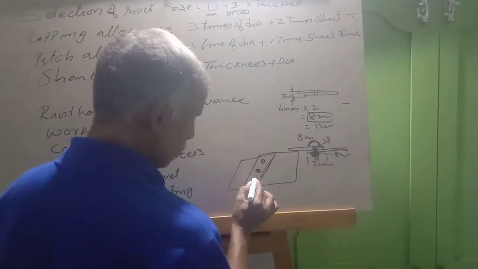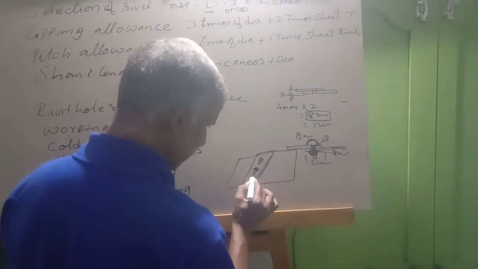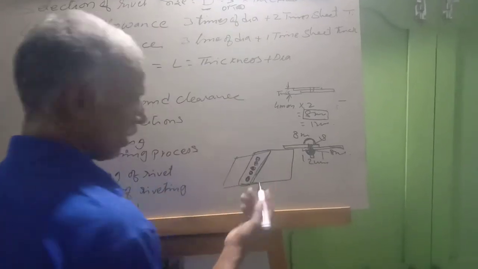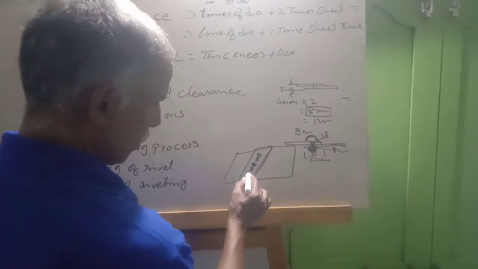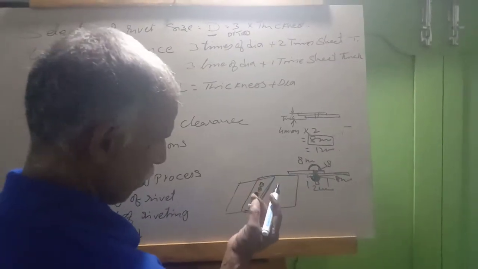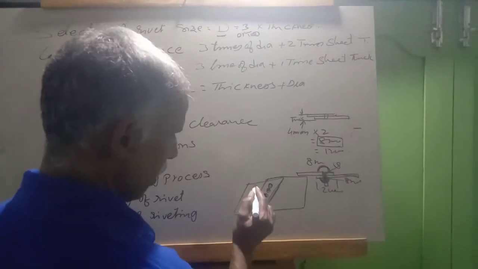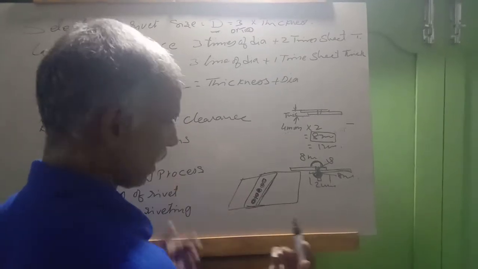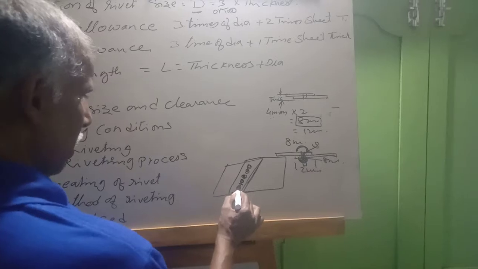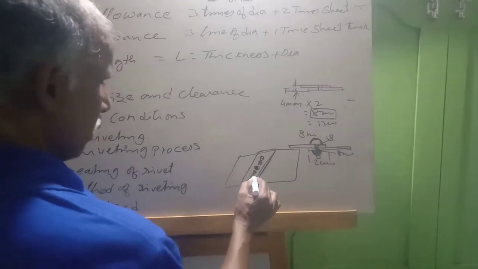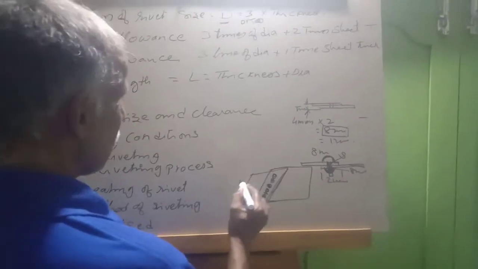Now if the rivets are too near each other also, what happens? The sheet will get more holes. In between these two holes, very little amount of metal remains. When you hammer, what happens? It will fracture.